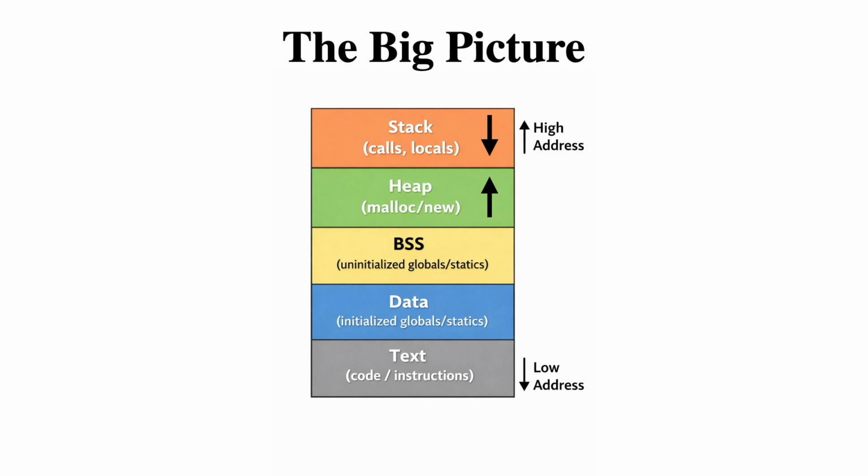The text section contains your code or instructions. Data contains initialized globals or static variables. BSS contains uninitialized global and static variables. Heap contains the memory which you allocated through malloc or new. And stack contains your function calls and local variables. So don't worry if you didn't understand that. We will look at each part one by one in the following slides.